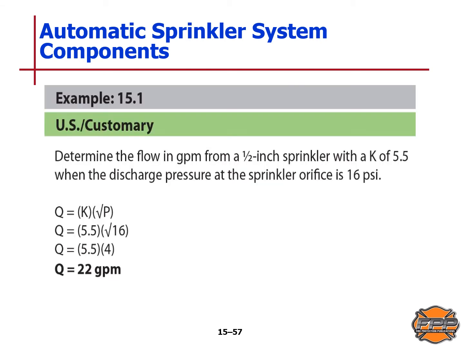This is example 15.1 from your book. It determines the flow in gallons per minute from a 1/2 inch sprinkler with a K of 5.5 when the discharge pressure at the sprinkler orifice is 16 psi. So you take your formula, Q equals K times the square root of P, and plug in the numbers. Q equals 5.5 times the square root of 16. When you work out the math, Q equals 5.5 times 4, so Q is 22 gallons per minute.